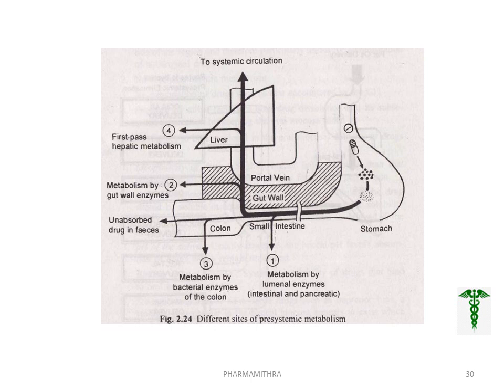First, through the small intestine by luminal enzyme. Second, by metabolism by gut wall enzyme. Third, by bacterial enzyme of the colon. This is the first pass metabolism.